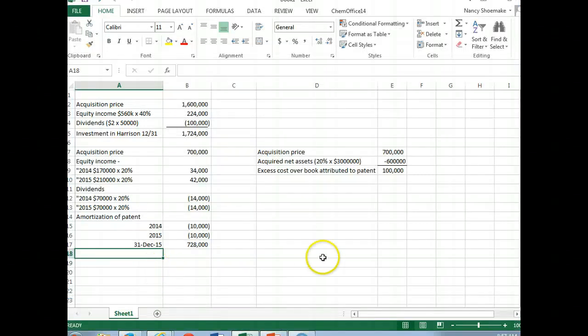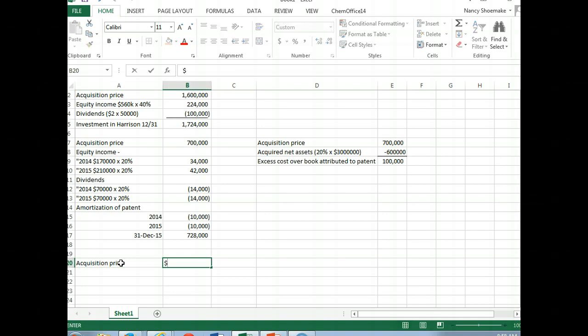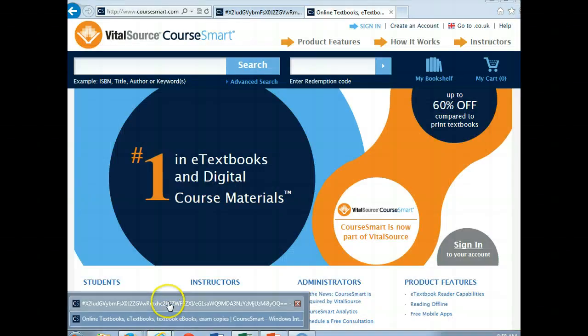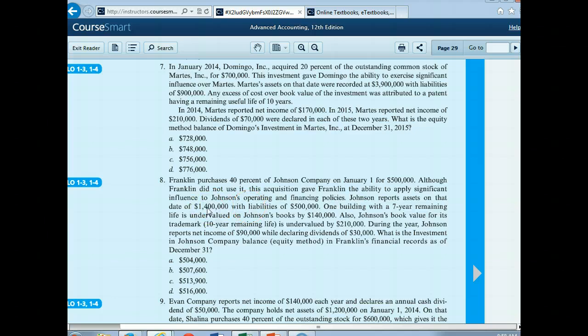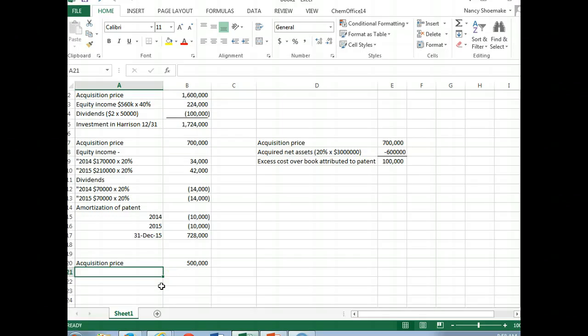So let's take this information and we're going to do the same thing we've done in these previous two questions, except we're adding another piece. So let's start it the same way. The acquisition price is what? $500,000. And the book value of the assets are $900,000. Do you see it's the 1.4 minus the 500? Yep. So we're going to show the book value, and it's 40%, right, of 900,000?